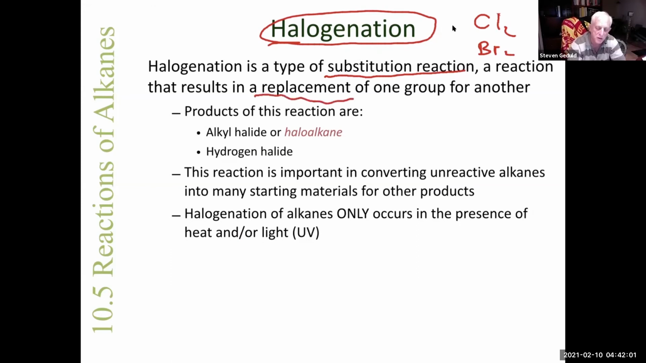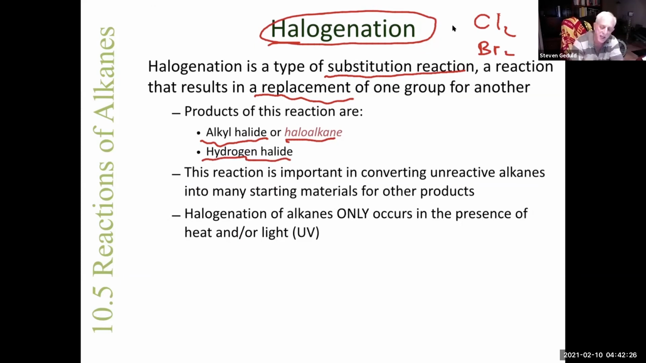These are called alkyl halides. You say they're alkyl groups, have the YL ending. Now they're alkyl halides or alkanes, and then you have hydrogen halides. So the reaction is important. It converts unreactive alkanes into a starting material we can react to make other products.